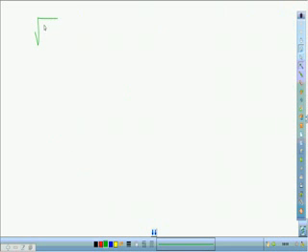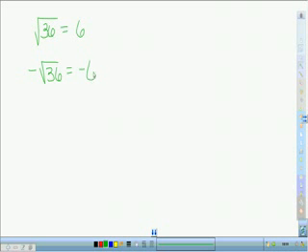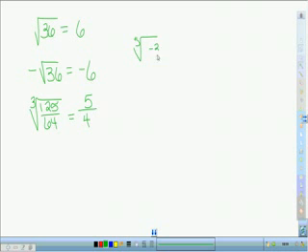Okay, so the square root of 36. What is the square root of 36? 6. Negative square root of 36. Negative 6. I hope you're responding to me. This is the cube root of 125 over 64. What's the cube root of 125? 5. And the cube root of 64? 4. Okay. How about the fifth root of negative 32?